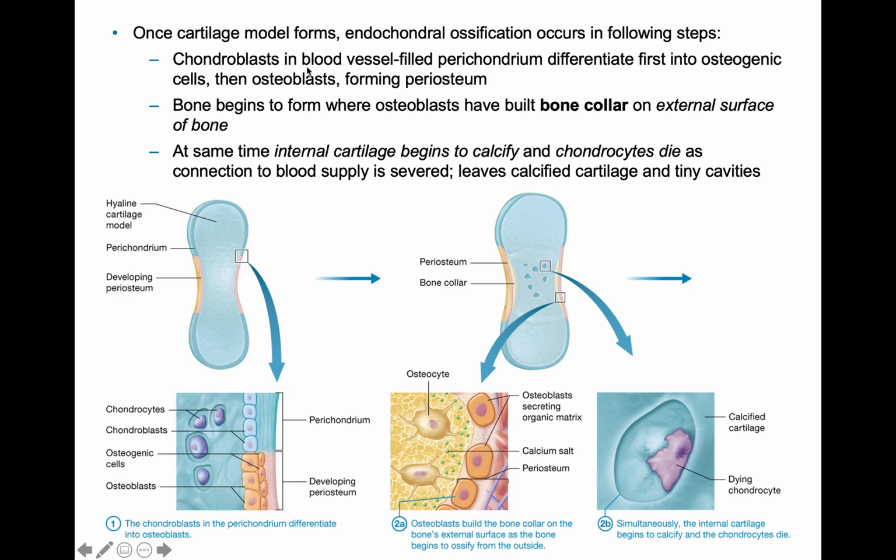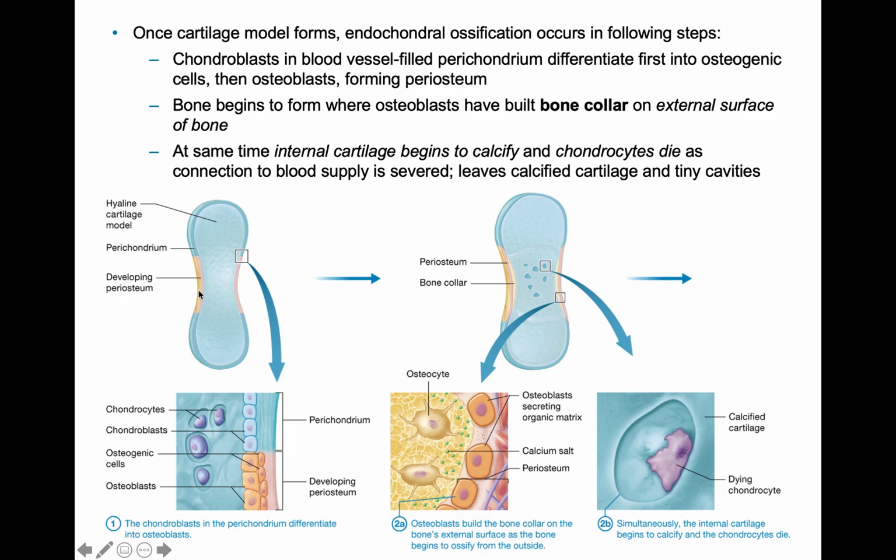And then what do osteoblasts do? They start secreting osteoid. That becomes calcified. And so the first major event of endochondral ossification is the formation of this bone collar. The chondroblasts differentiate into osteoblasts, and then over time this perichondrium switches over to a developing periosteum, right? And we form that bone collar.